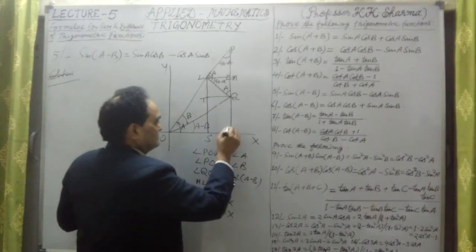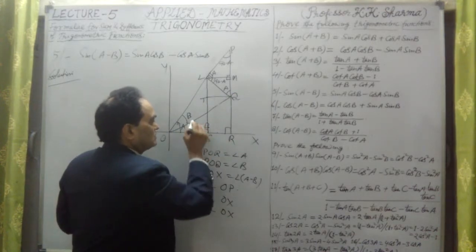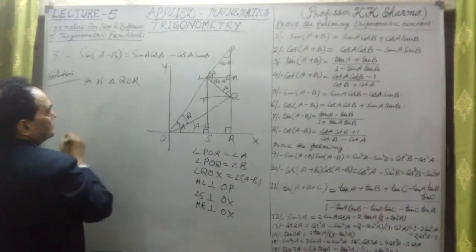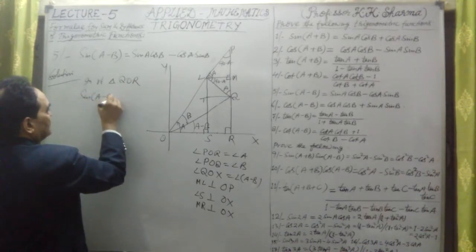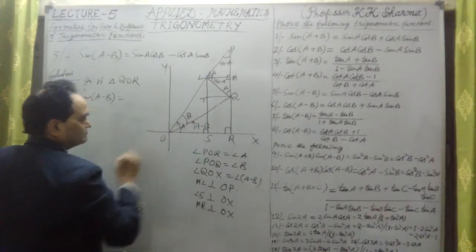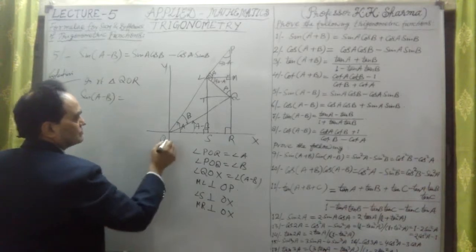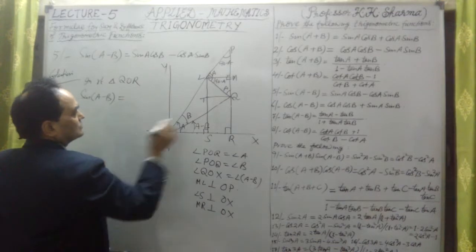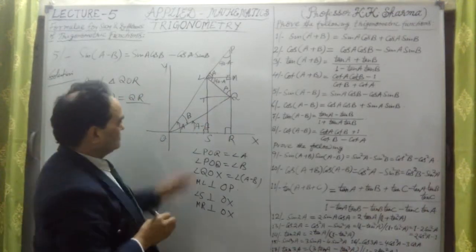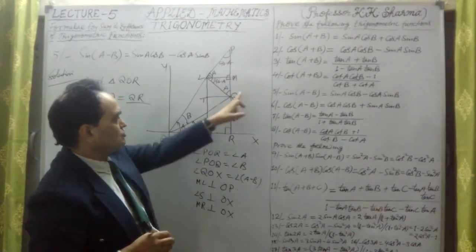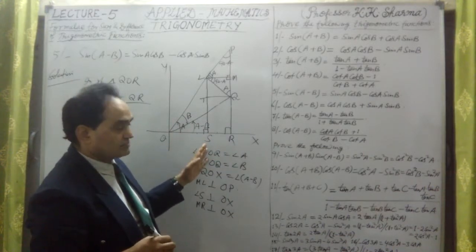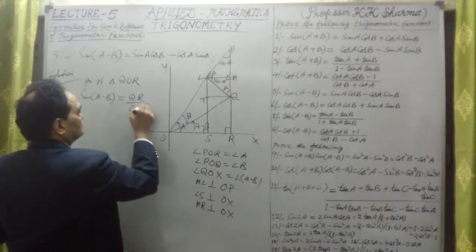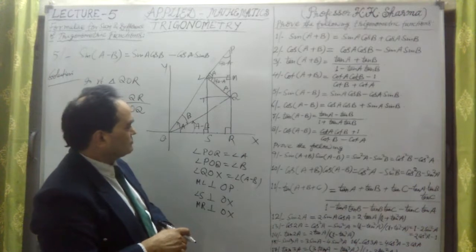So in right triangle, this is a right angle, this is a right angle. In the right triangle QOR, angle QOR is A minus B. So we have sin(A-B) equal to QR upon OQ. In QOR, QR is the perpendicular, OR is the base, but we are not taking the base. Sin theta is perpendicular upon hypotenuse. This is QR upon OQ.